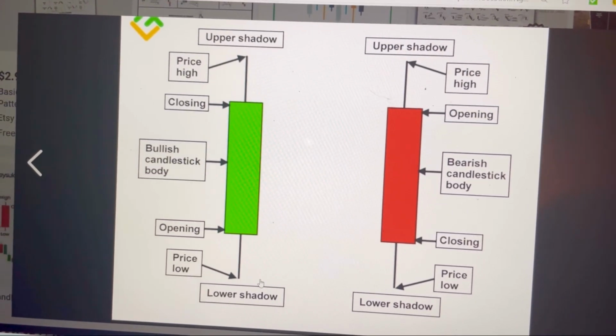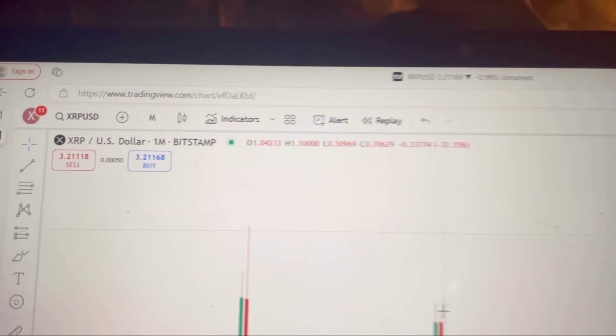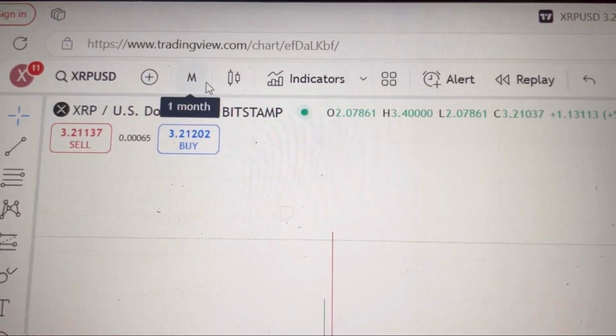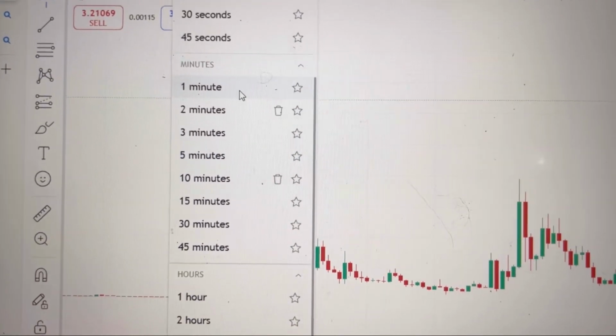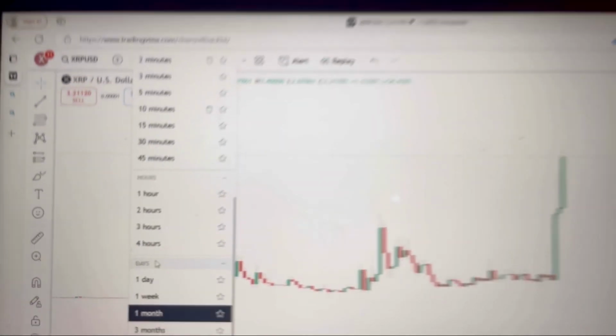Let's talk about different time frames. You go up here on Trading View, and this is where your time frame is. Look, I click on that. That's 1 month. You can make that candle represent anything. It can represent a minute, an hour, 4 hours. And look, this is Trading View.